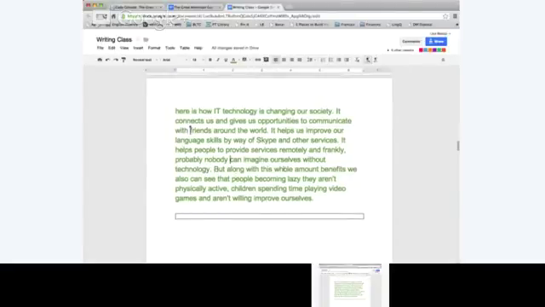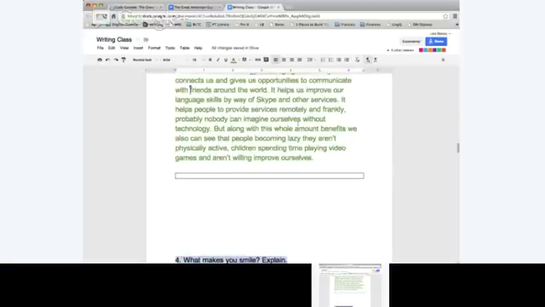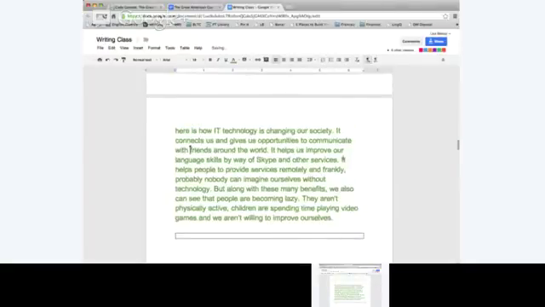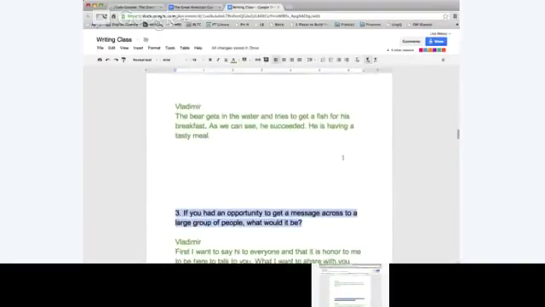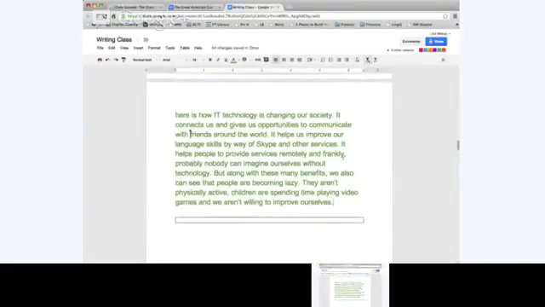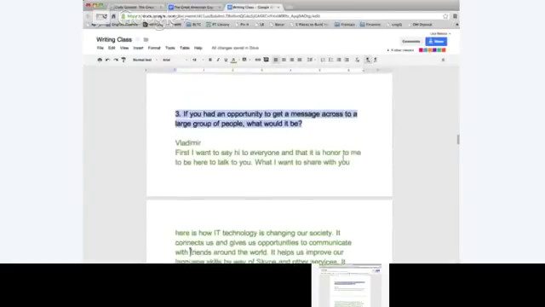But along with these many benefits, we also can see that people are becoming lazy. They aren't physically active. Children are spending time playing video games and we aren't willing to improve ourselves. Okay, great. Not very many mistakes actually, just a few, a couple of words. The ideas were good.